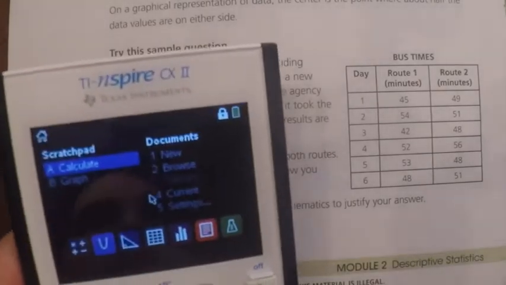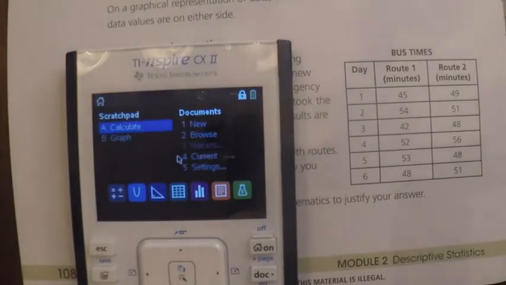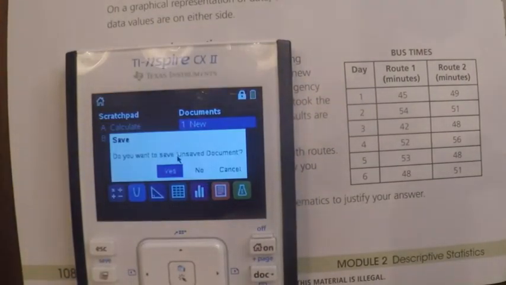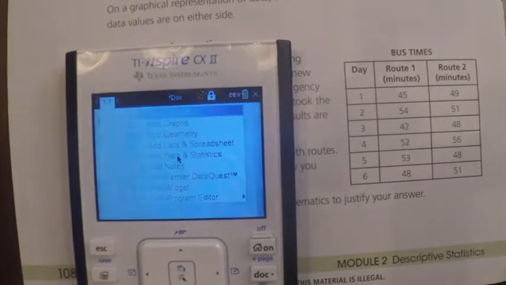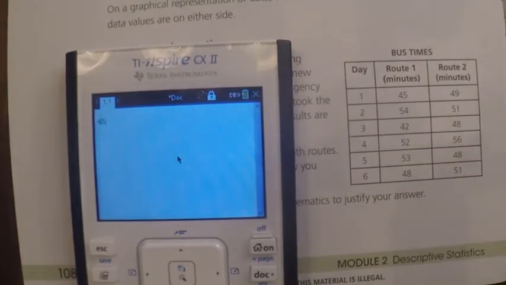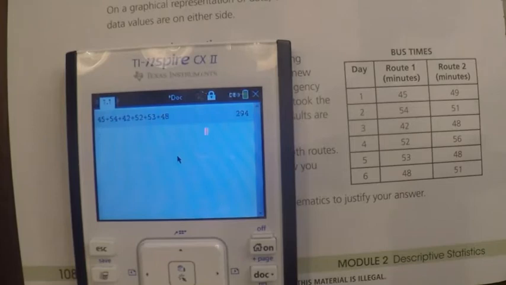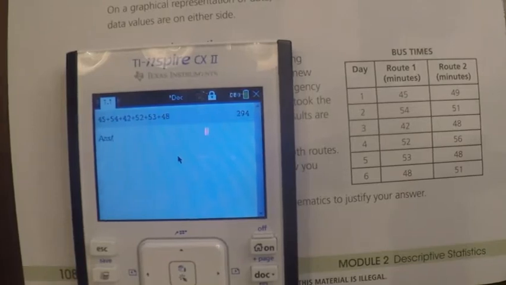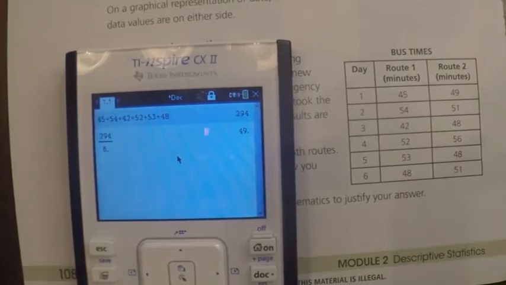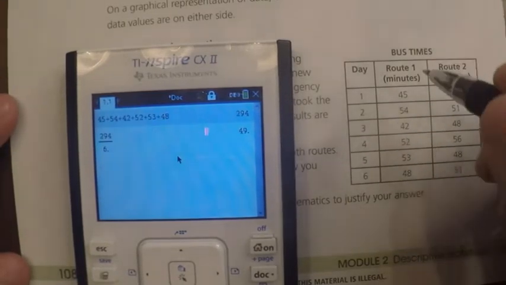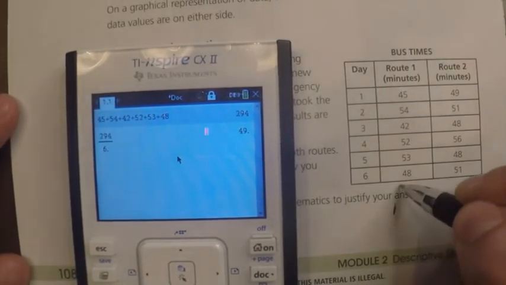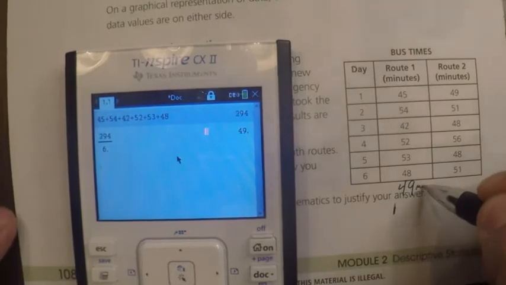So I'd go through here using your calculator. And we'll add up each of these. So 45 plus 54 plus 42 plus 52 plus 53 plus 48. And then we're going to divide this number 294 by 6. If we put in that decimal point there, it gives us that the mean for route 1 is 49 minutes.